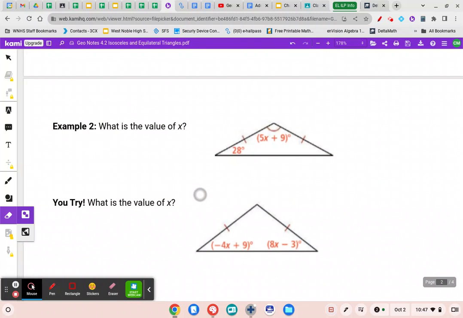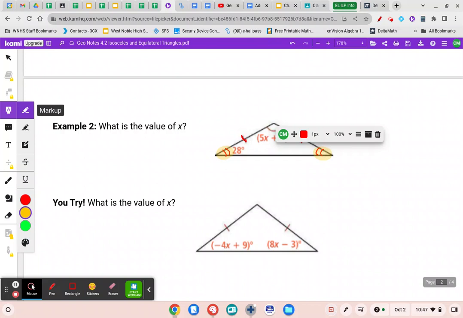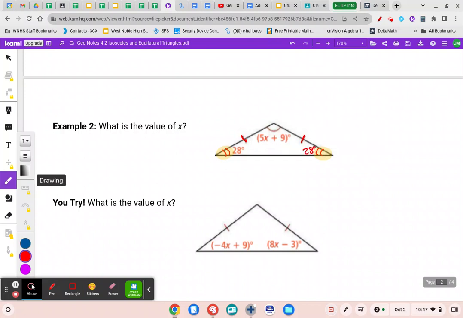Okay, now we can use the isosceles triangle information to solve with information inside of a triangle. So for example 2, it asks me what the value of x is. I know this is an isosceles triangle because there are two congruent legs. That means the opposite angles have to be congruent. The one right now is marked. It is the vertex angle. So because the two angles, base angles, are congruent, this unmarked angle is 28 degrees.